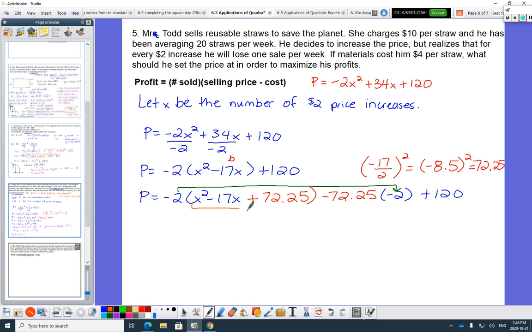Still factor the first 3. Again, this number here becomes the factor, right? And because we have a C-value originally, we have to collect like terms.